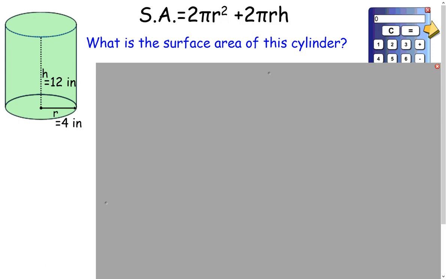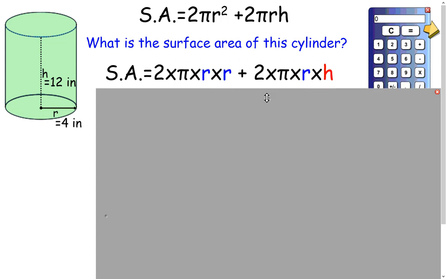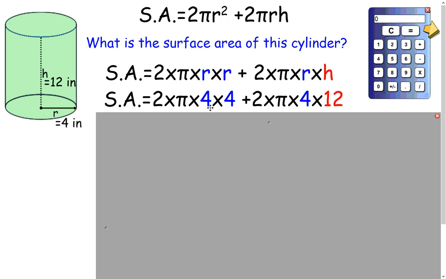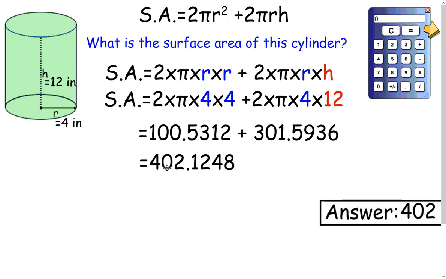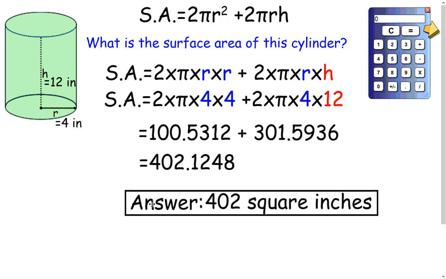Here's our cylinder, and it has a height of 12 inches and a radius of 4 inches. So we're going to take our formula, 2 pi r squared plus 2 pi r h, and plug in our r of 4 and our h of 12. When you do this on the calculator, you'll get for the two circles about 100, and for the rectangle about 300. You add them together, and you end up with 402.1248. We're going to round to the nearest whole number, so that's going to be 402 square inches.